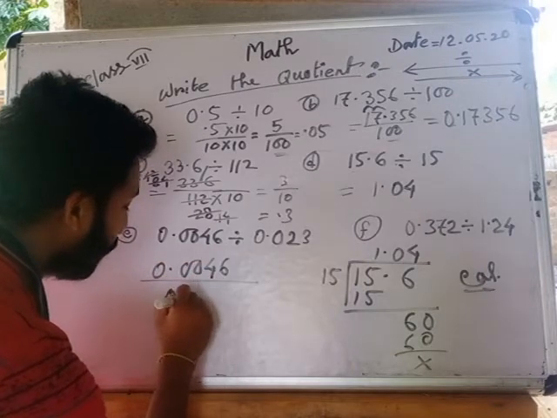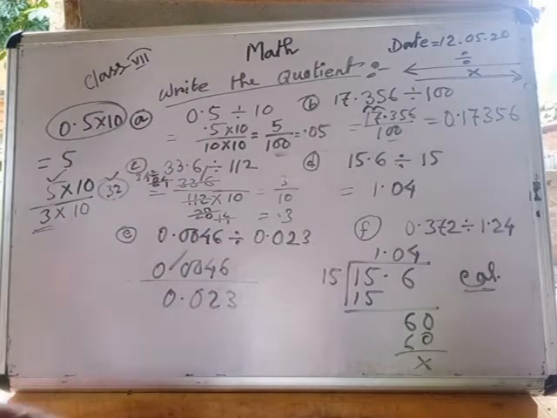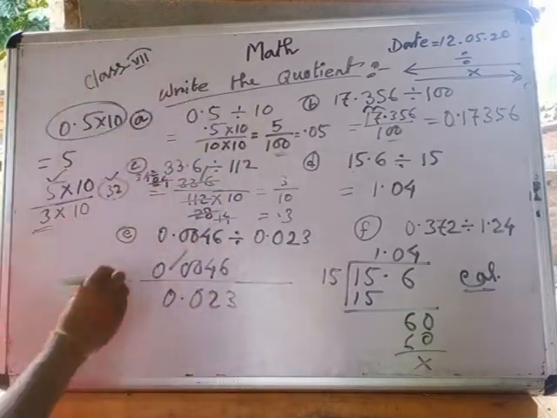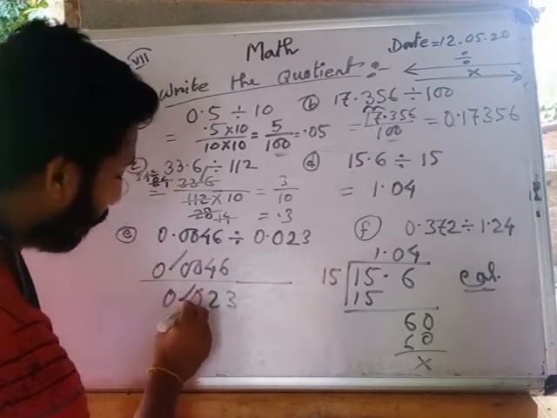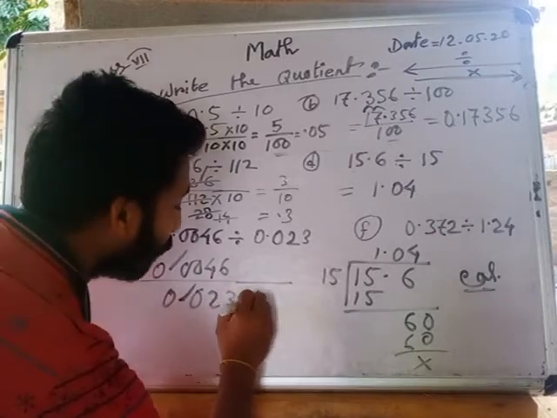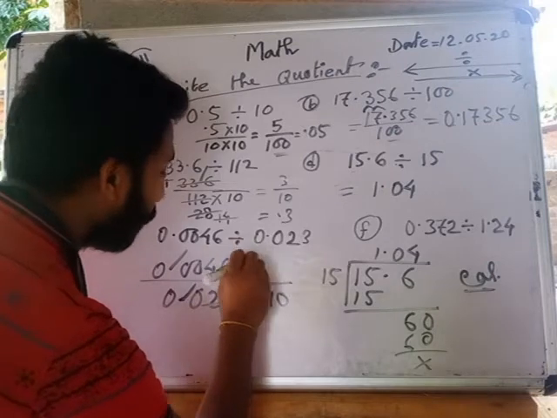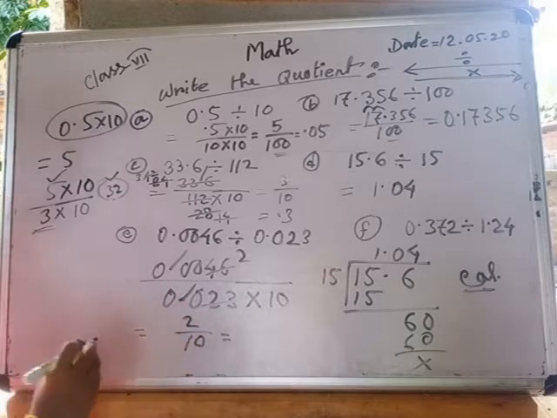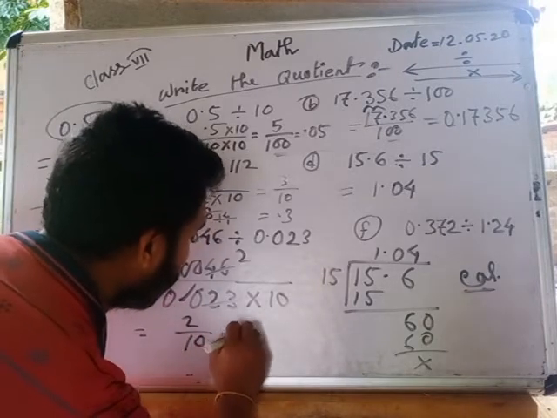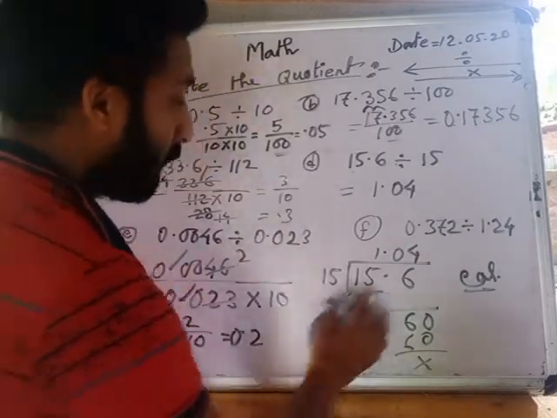0.0046 divided by 0.023. If the point goes out, at that time we should multiply by 10,000. Yes, we should multiply both by 10,000. That means 3 digits here, 4 digits here, so 1 digit is left, 10. So we should write here 110. 23 2s are 46. That means 2 by 10. If it is 2 by 10, that means the point goes back 1 digit. That means it is 0.2, or .2, as you like. Do you understand? After that I will go to the next.